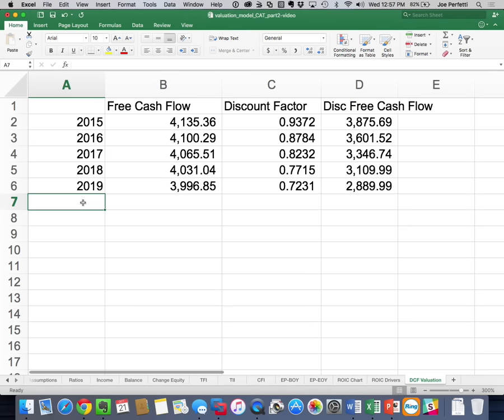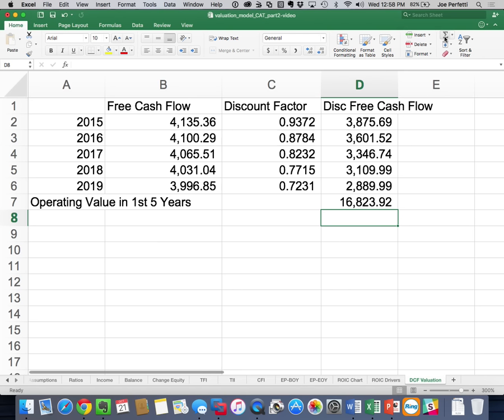So if I add those up, I get the operating value in the first 5 years. And that'll be the sum of those 5 discounted cash flows. So what we're saying is, if the ratios come true, CAT will generate $16.8 billion of value from operations in the first 5 years.